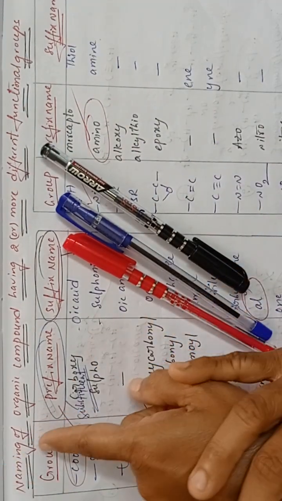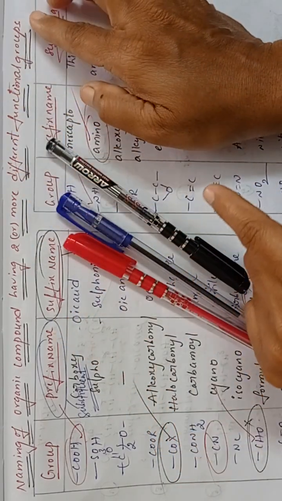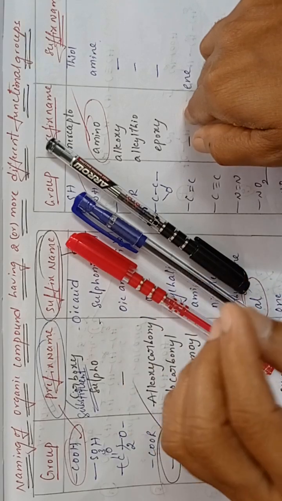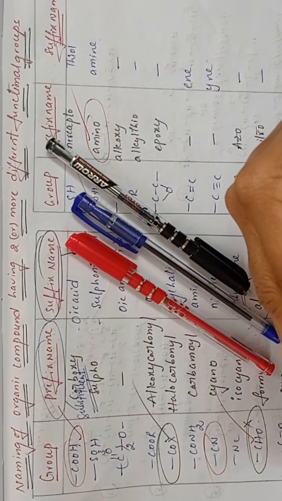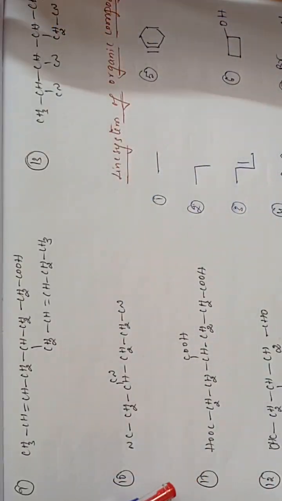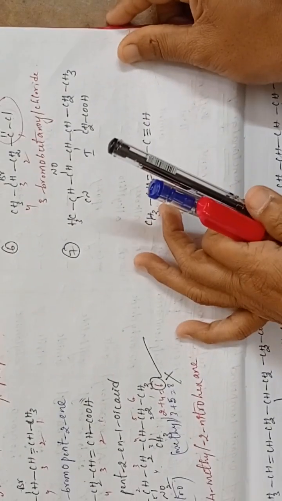In today's session, I'm going to teach you naming of organic compounds having two or more different functional groups, students. This is the functional groups priority table students already discussed in the last video. Once you go through that video, this is the continuation part. Here I will discuss some examples of how to write the naming of organic compounds in case two or more different functional groups are there.